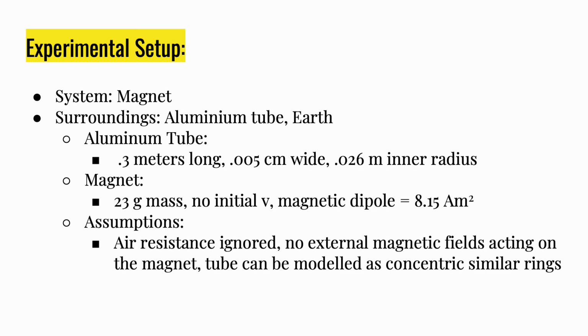In our experiment, we used an aluminum tube of 0.3 meters long with an inner radius of 0.026 meters and a magnet weight of 23 grams, which is estimated based on Amazon as we didn't have a specific weight measurement in the lab, with a magnetic dipole moment of 8.5 meters squared. Key assumptions were that the air resistance and external magnetic fields were negligible, and the tube was modeled as multiple concentric rings.